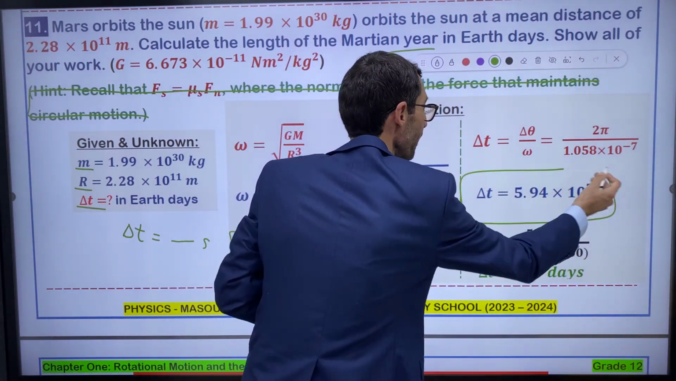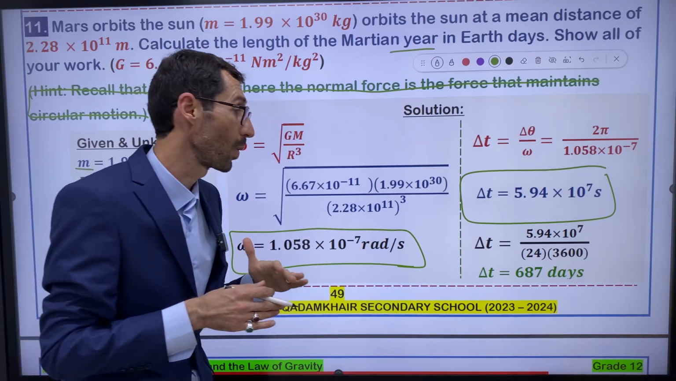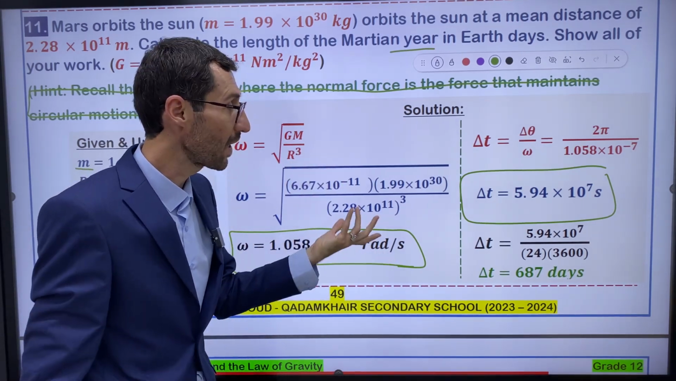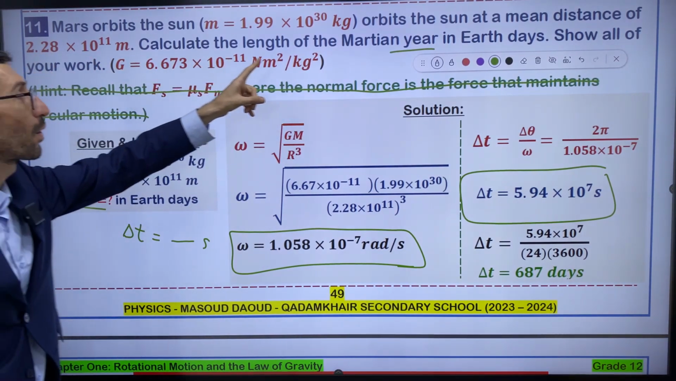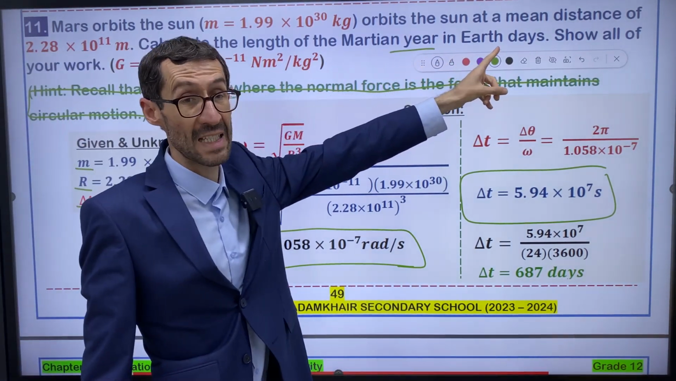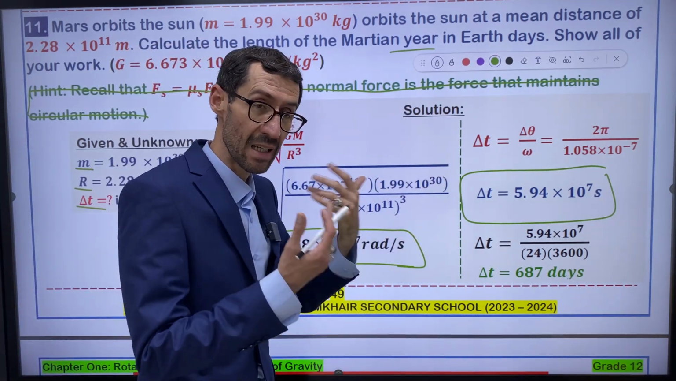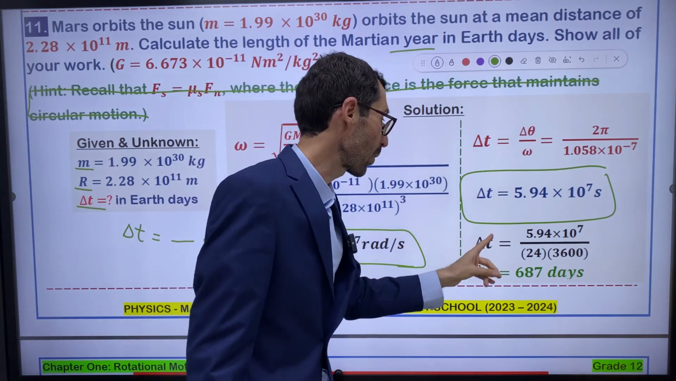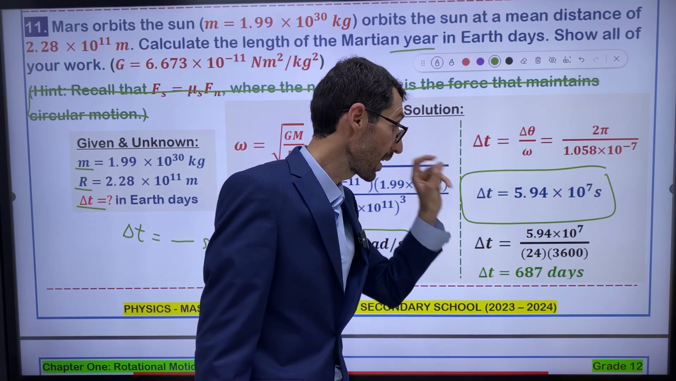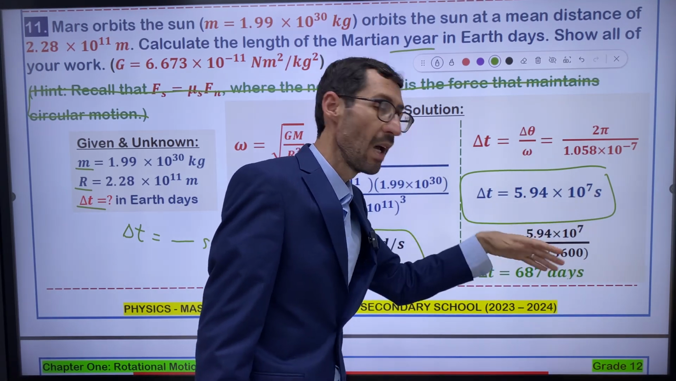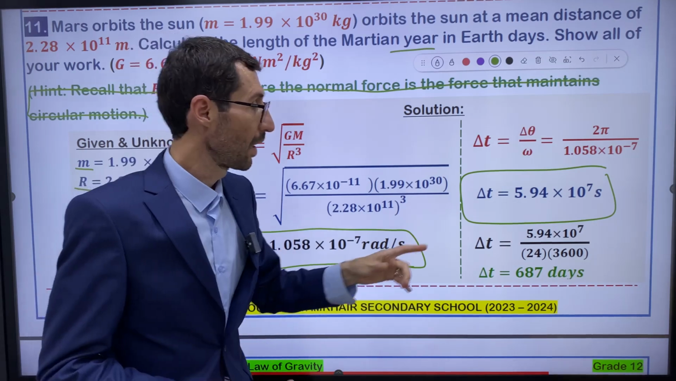Teacher, are we done? Did we finish the calculation? No, we didn't finish the calculation because it says calculate the length of the Martian year in Earth days. You have to convert seconds into days on our planet. Delta t is equal to this number divided by 24, right? Because it's in seconds.